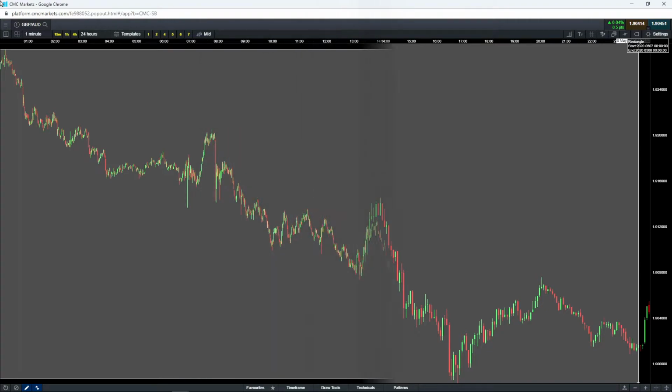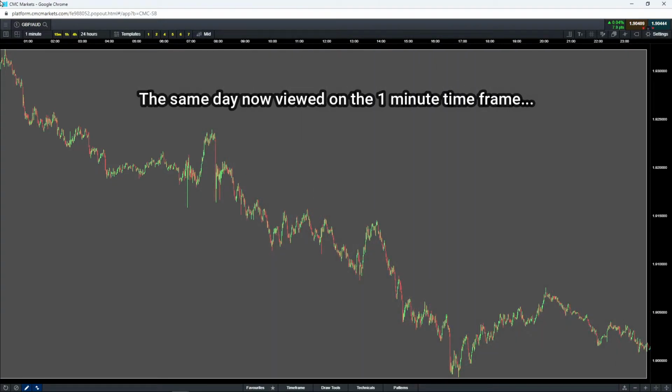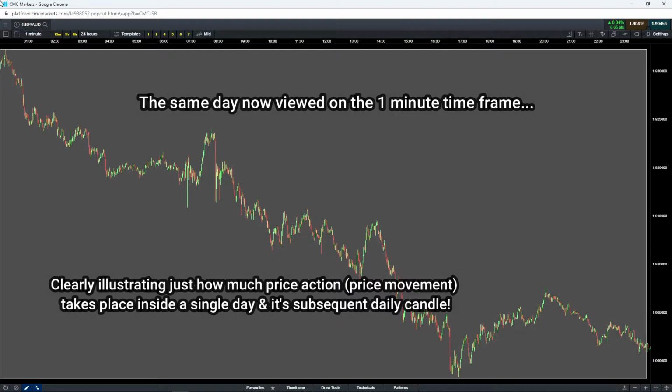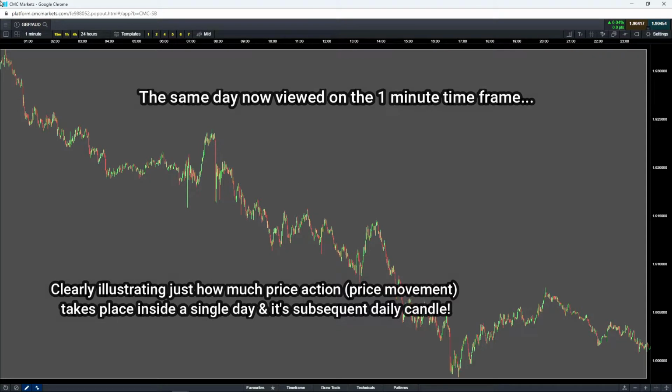Here's the same day once more on the 1-minute time frame, where you can clearly see a lot of price action has taken place. You know, it's up and down a lot, isn't it, during the course of a day.